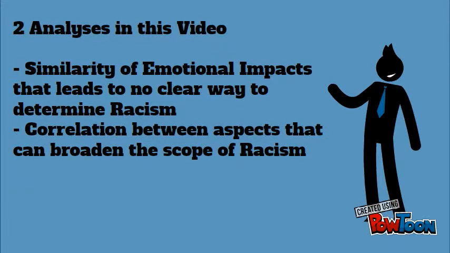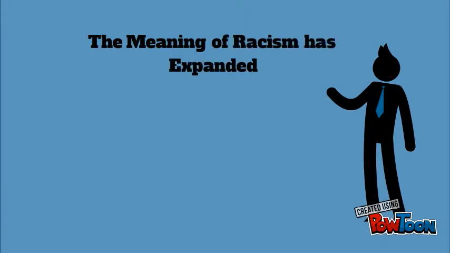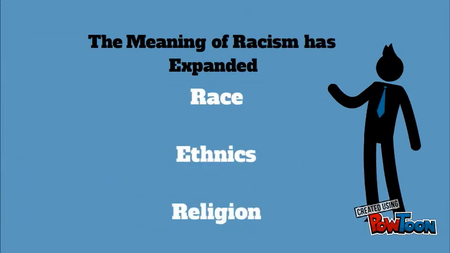So there will be two analyses in this video. First is the similarity of emotional impacts that leads to no clear way to determine racism, and secondly is the correlation between aspects that can broaden the scope of racism. And so the meaning of racism has expanded. Now it covers not only race but ethnicity and religion as well.